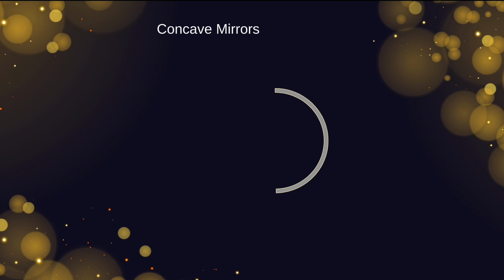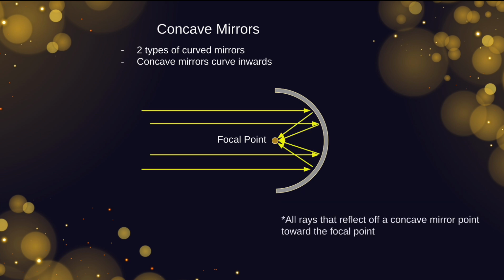Now let's take a look at a curved mirror. There are two types of curved mirrors, one being a concave mirror. This type of mirror curves inwards. There's an imaginary point called the focal point, which is located at different spots depending on the curvature of the mirror. In a concave mirror, all light rays that hit the mirror reflect towards the focal point.